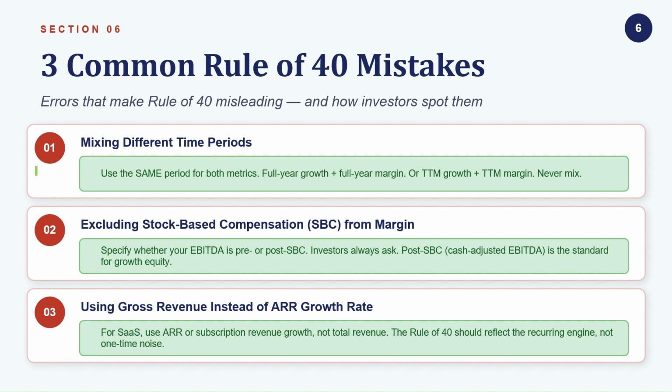First one is mixing different time periods. Whenever you are calculating Rule of 40, ensure that for both the metrics, for both the percentages, you are using the same time period. A year should not be mixed with a month or quarter and vice versa. So if you are using TTM, use TTM for both growth and margin.